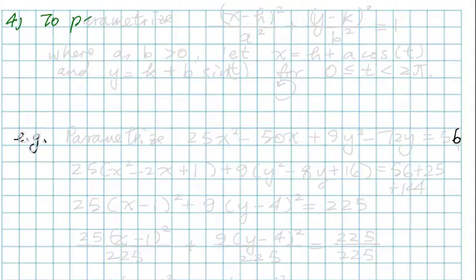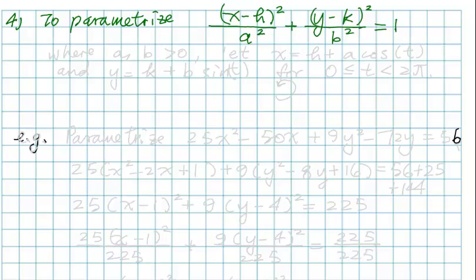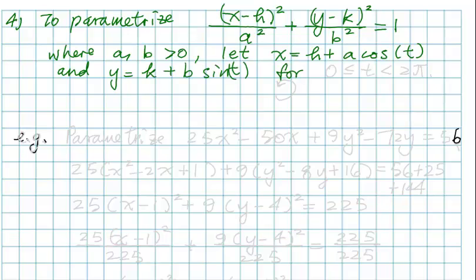Pattern number 4, parametrizing the equation of an ellipse centered at h, k. X minus h squared over a squared plus y minus k squared over b squared equals 1, where a and b are different and they are both bigger than 0. We let x equals h plus a cosine of t and y equals k plus b times sine of t, for t ranges from 0 to 2 pi, including the endpoint 0, excluding the endpoint 2 pi.